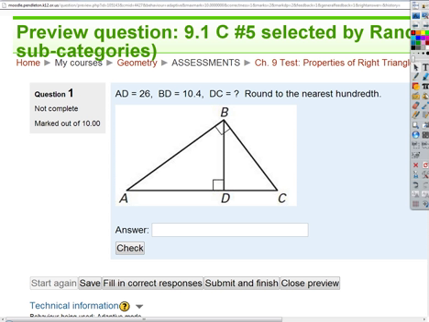Okay, they're giving us some information about this triangle, and they're asking us to find something else. So they're telling us AD is 26, right? So they're telling us that this blue segment is 26, and they're telling us that BD is 10.4, and they're asking us to find EC. We'll call that X.